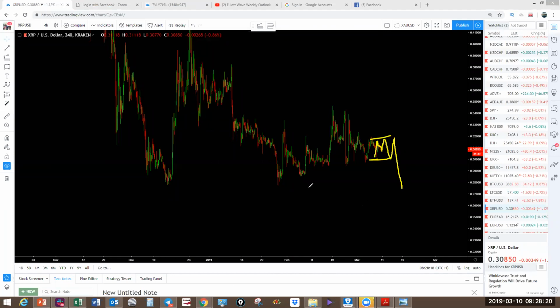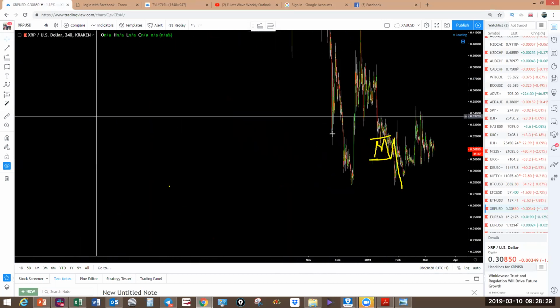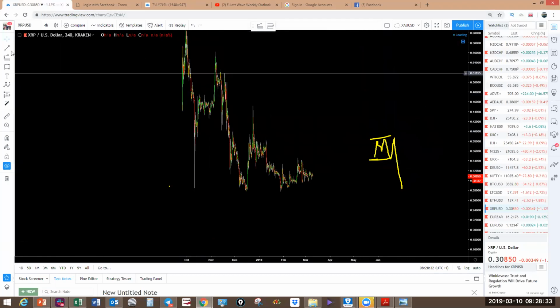Okay, so watch Ripple. It is just going sideways, but we want it to retest this low. Let me just make sure this is the low that I'm talking about. Yeah, if I contract the chart, yes, we'll be looking for it to come to this low.